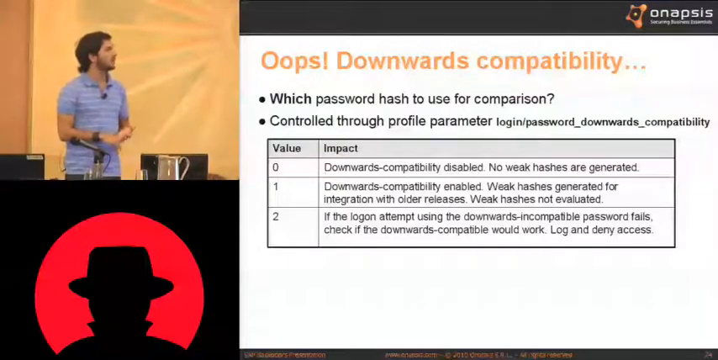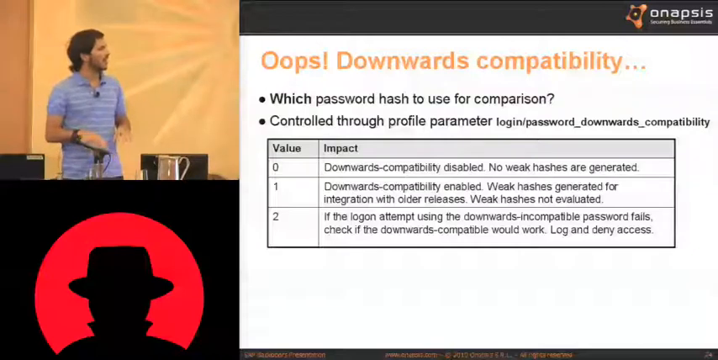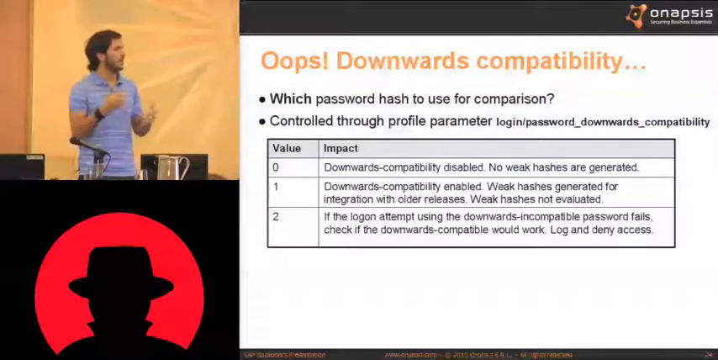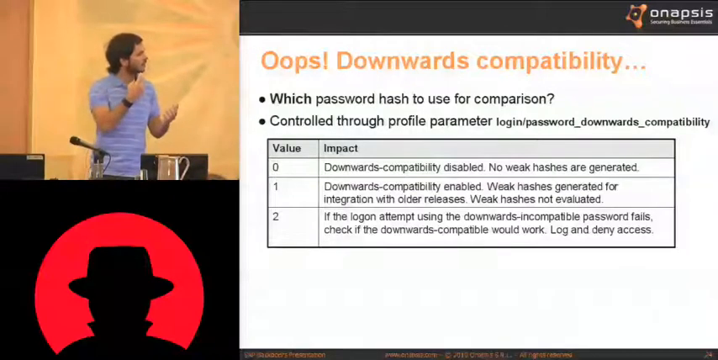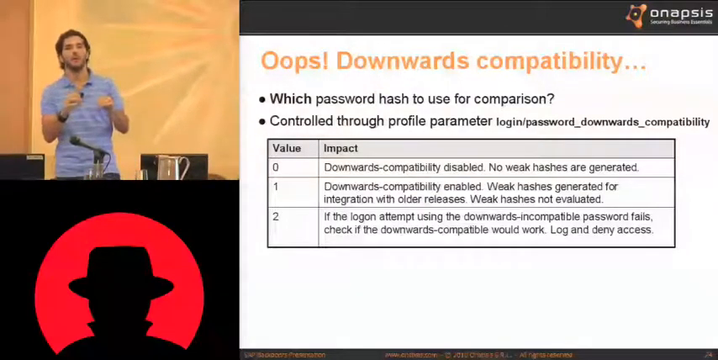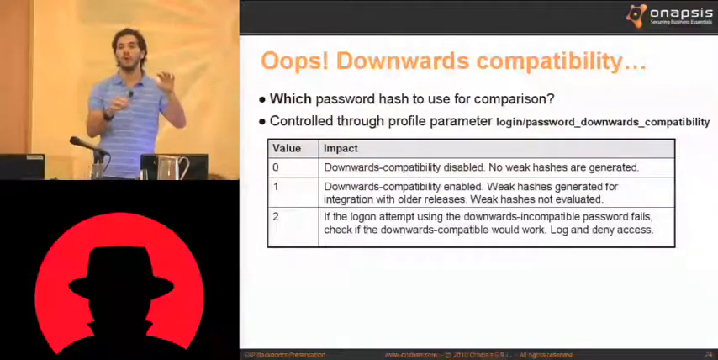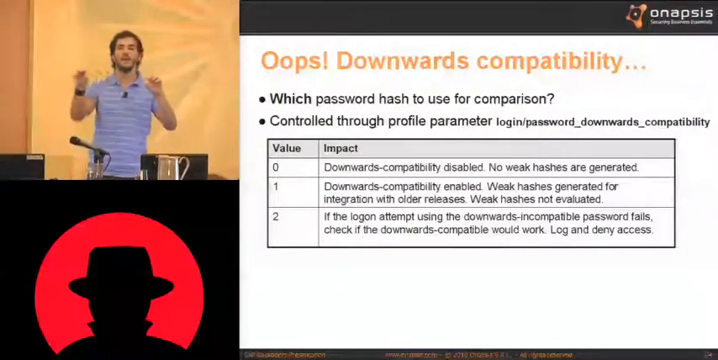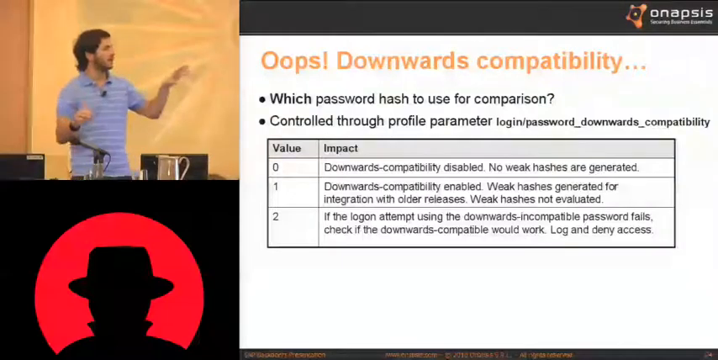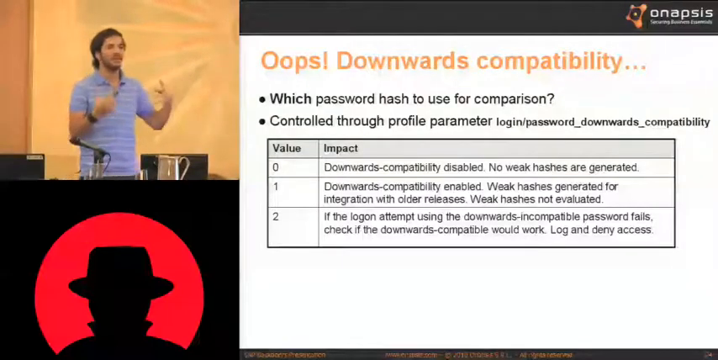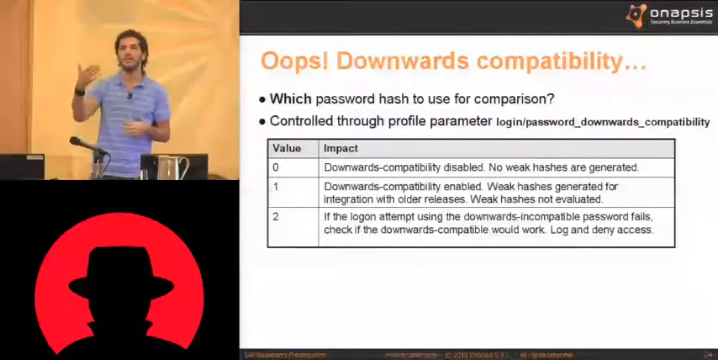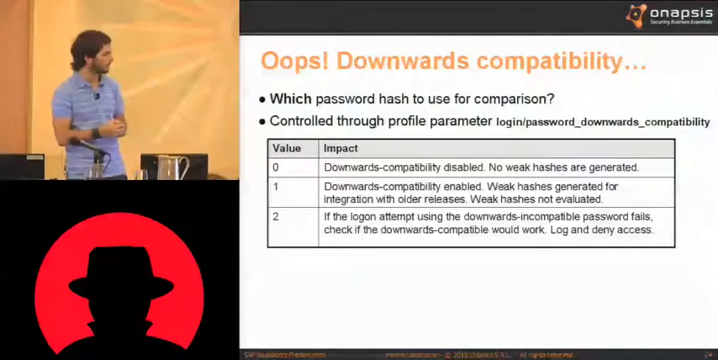Value number 2 means that when you type in your password to log into a system, it will check it against the new, strong hash. If it fails, it will check it against the old hash. Okay? This is used to detect compatibility problems, but the system will log this and deny the access. It will just let you know that there is a compatibility problem.